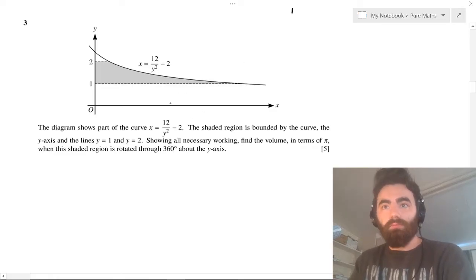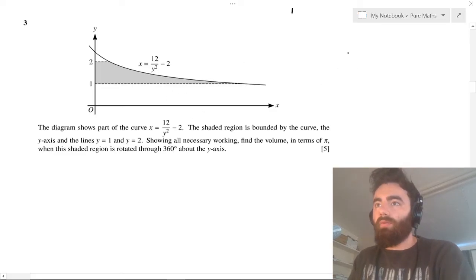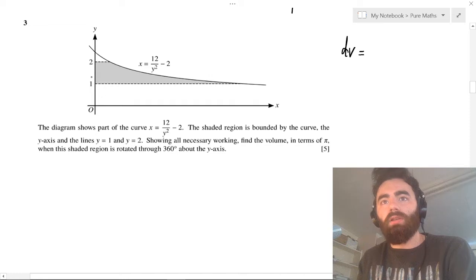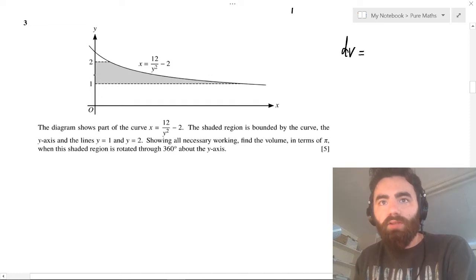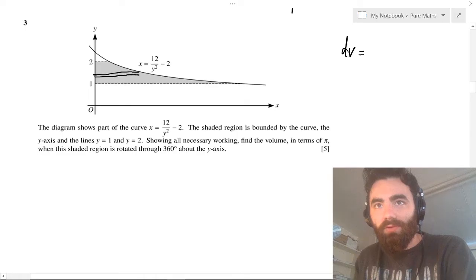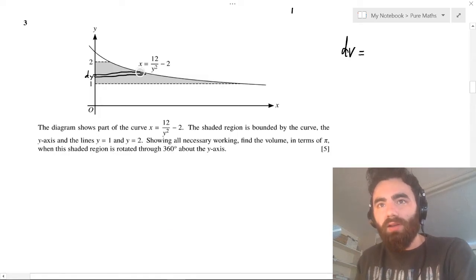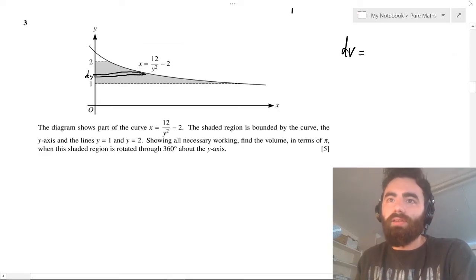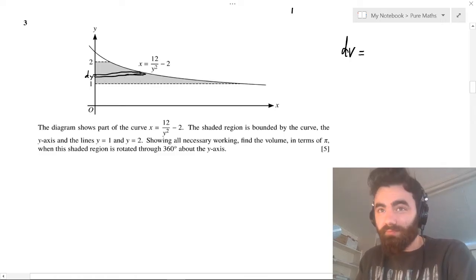We saw something kind of similar to this in the previous paper that I did. And we figured out that if we want to find a small dV, we need to look at a small tiny slice. I'm probably going to be really bad at drawing this. Just pretend that's really, really small. If we take a small little slice with a height dy, remember this is tiny.